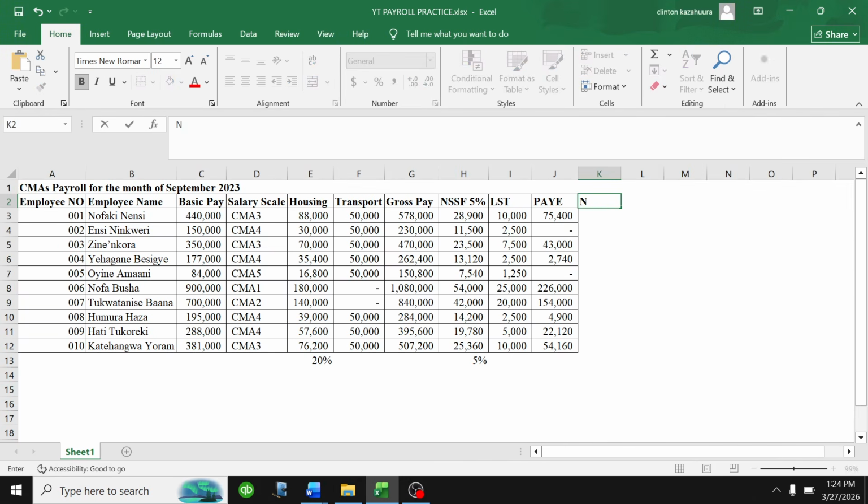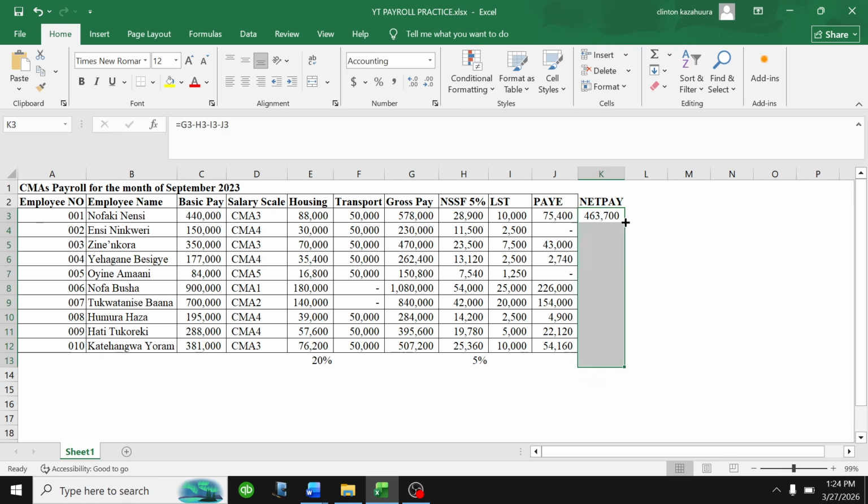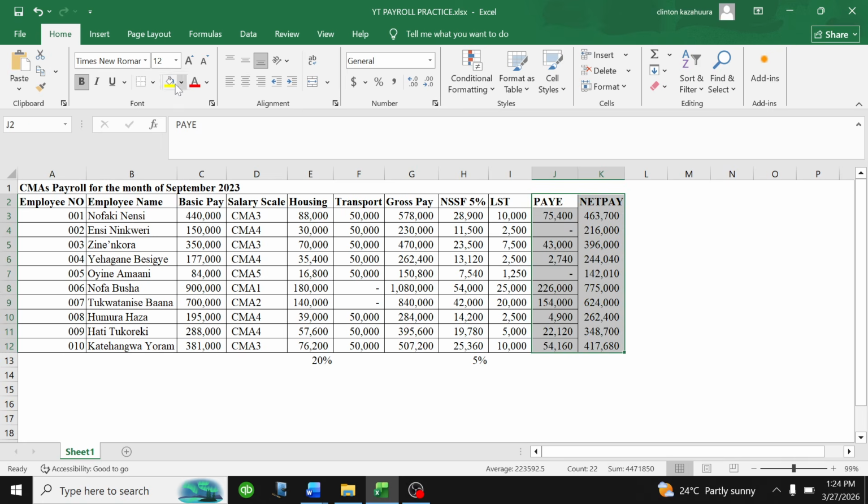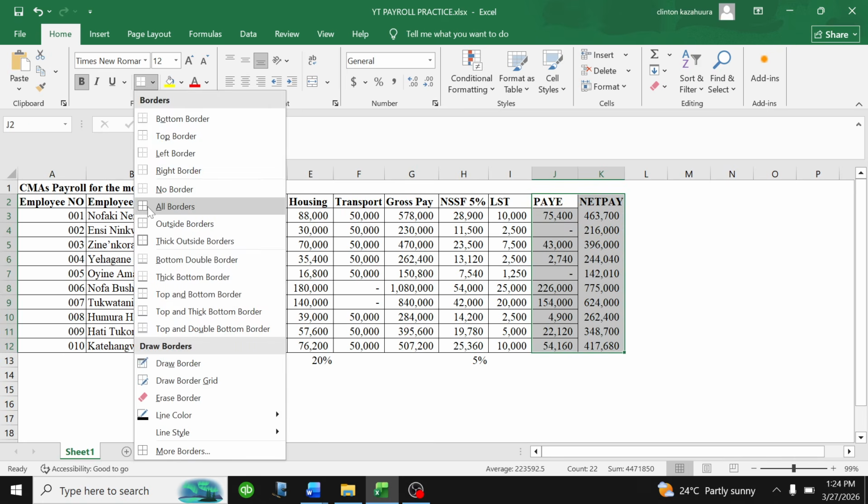We create a column for net pay here. And we say net pay is equal to gross pay, then minus NSSF, minus local service tax, minus pay as you earn. So when I press enter and autofill, you should be in position of having that net pay. So you can go on and place in your border.